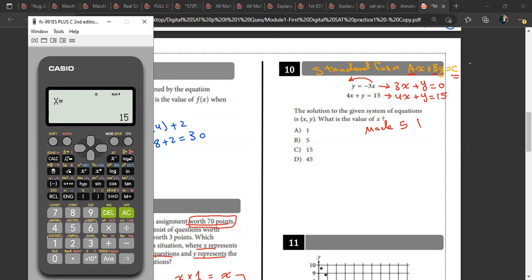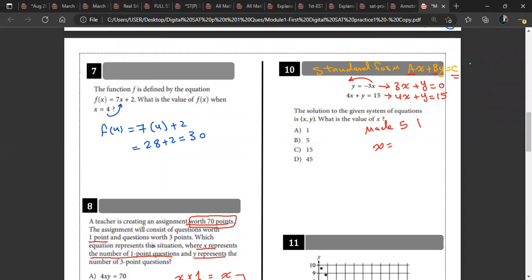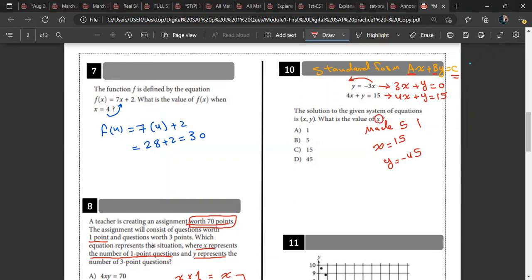Then press equal. So here we have x equal 15, okay, and y equal negative 45. Okay, guys, so here x equal 15 and y equal negative 45. He asked about what? He asked about the value of x. So the answer will be C. Okay, guys, any question?